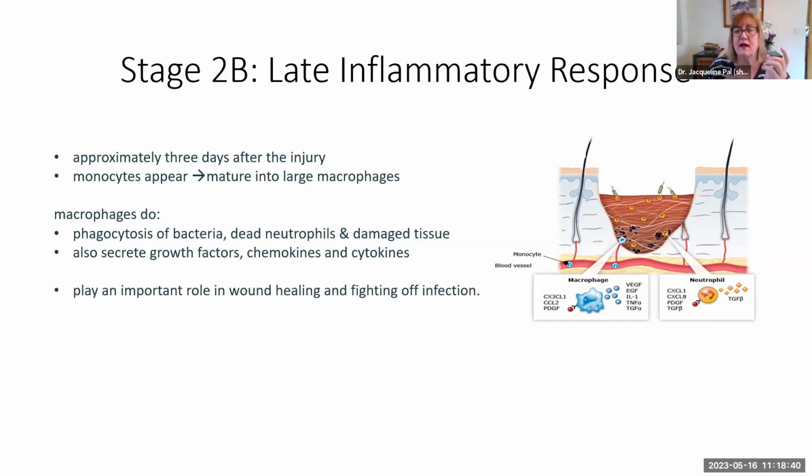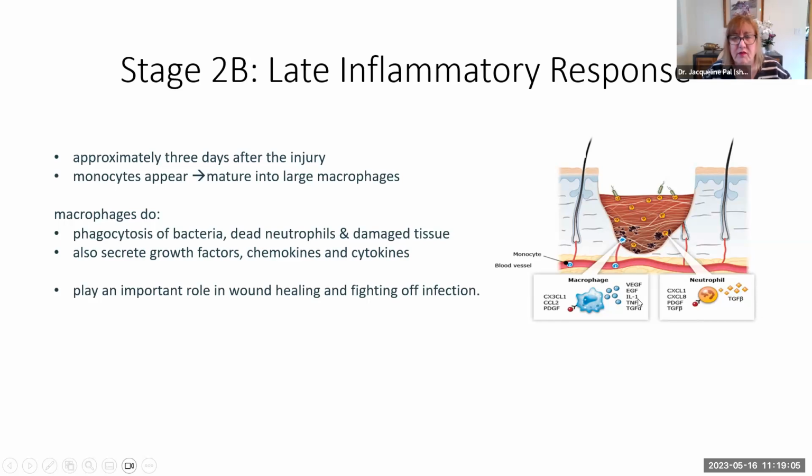So in other words, monocytes are going to undergo diapedesis, and they're going to become the predominant cell in the tissue. And just like the neutrophils that do phagocytosis, the monocytes becoming macrophages are going to do phagocytosis. They're also going to secrete growth factors. You can see in this little box here, it's like a vascular endothelial growth factor.